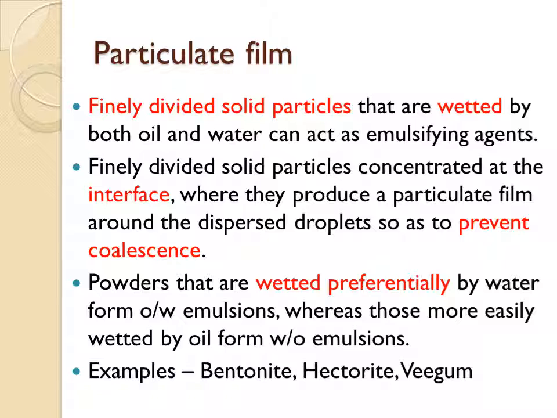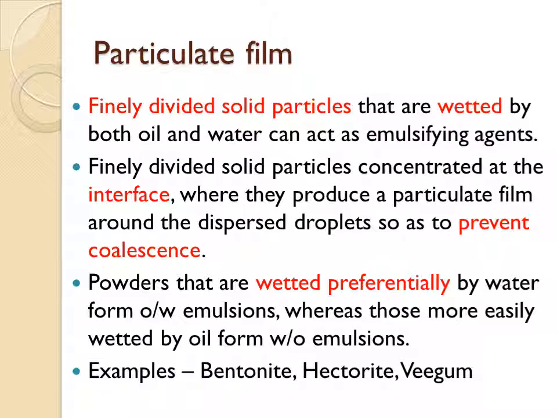What is a complex film? Here, instead of only one emulsifying agent, we use a combination of different emulsifying agents. We use two, three, or more different types of emulsifying agents mixed together, and they form more complex films. These complex films are also monomolecular films, and because of the complexation between the emulsifying agents, we get more stability at the interface.